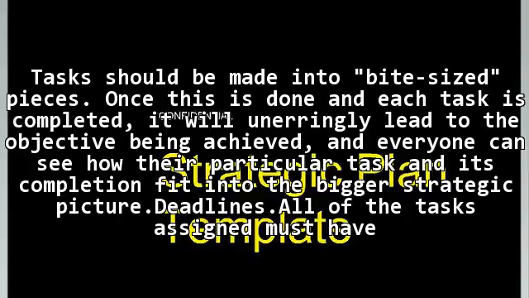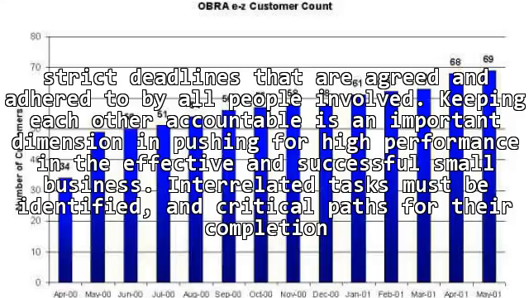Deadlines. All of the tasks assigned must have strict deadlines that are agreed and adhered to by all people involved. Keeping each other accountable is an important dimension in pushing for high performance in the effective and successful small business. Interrelated tasks must be identified and critical paths for their completion established.